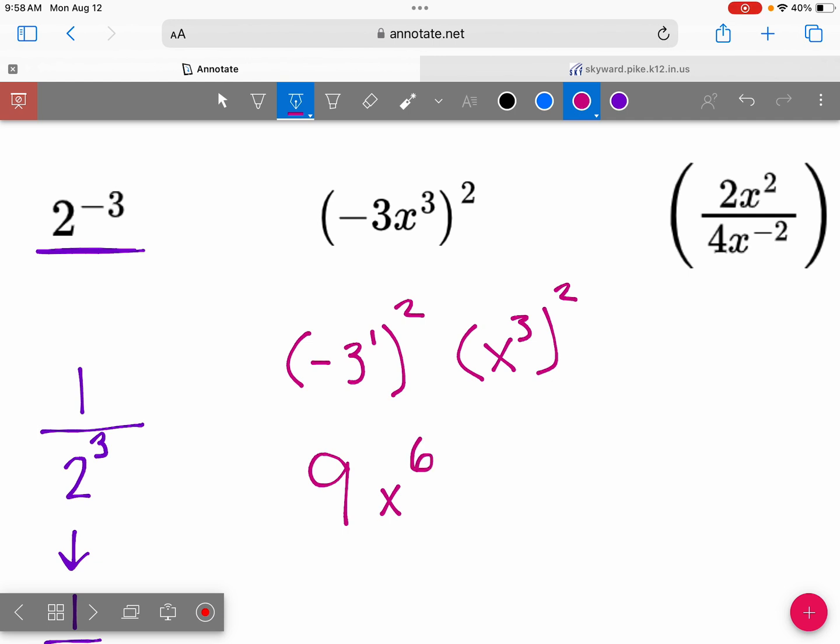Powers over powers multiply. That is x to the third times x to the third. So we should wind up with x to the 6th. If it is a power over a power, you multiply them. If we are multiplying the bases, that's when we add. I had a lot of people adding when we needed to multiply.